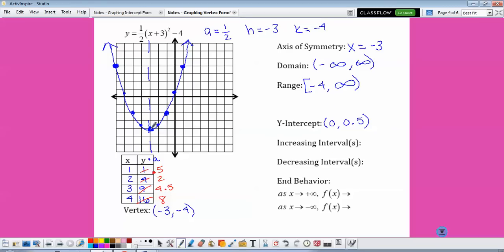Increasing interval, it's increasing on this side of the graph. So from -3 to infinity. And then -infinity to -3, it is decreasing. And then since both the arrows are pointing up, they're both going towards positive infinity.